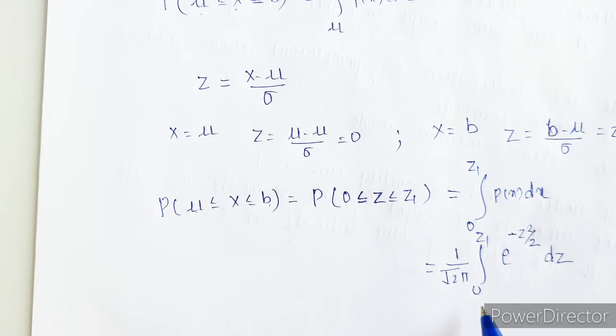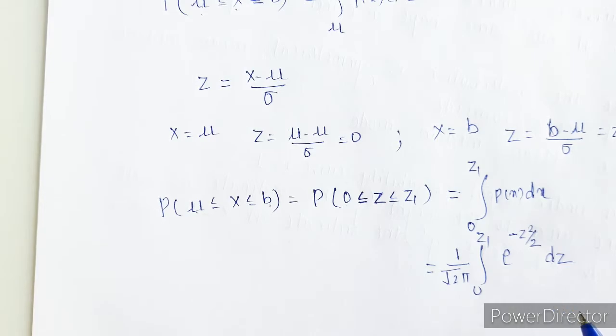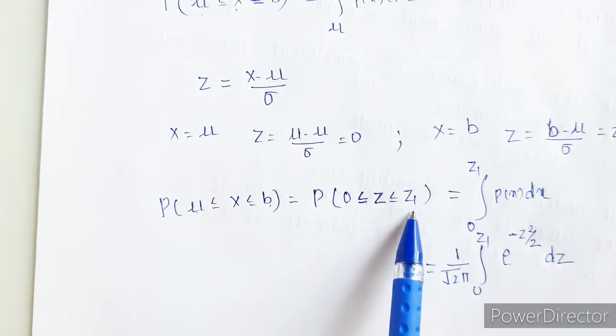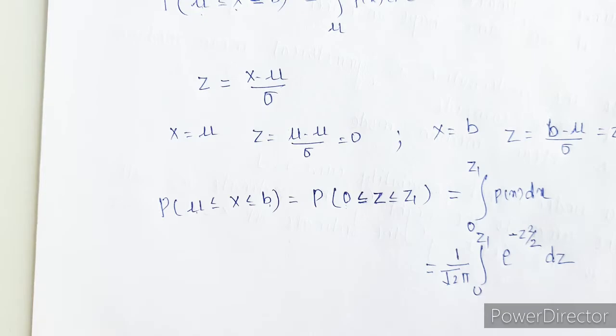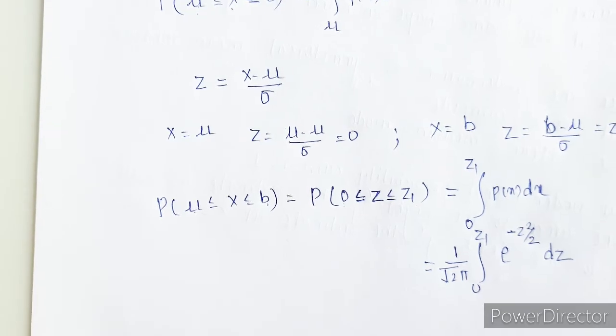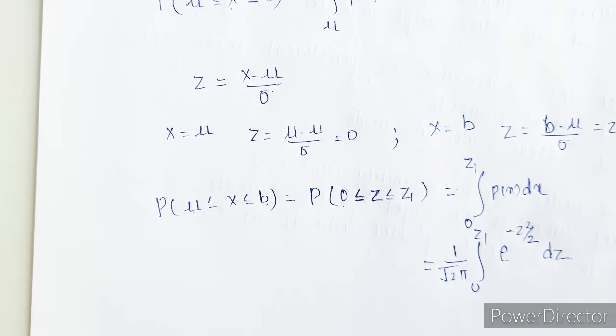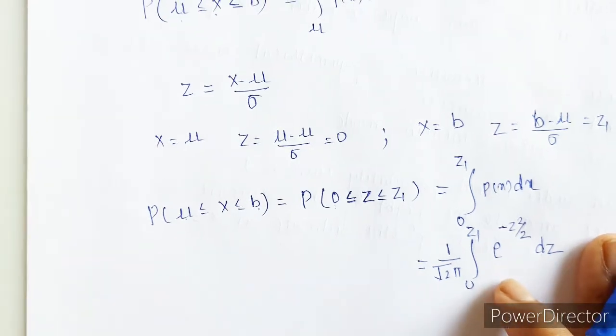So if we need to find the area under this normal curve, we can find the probability from 0 to z1, the random variate varying from 0 to z1. Now let's look at how to find the area under the curve. We have a normal distribution table, and using that table we can find the area under this particular curve.